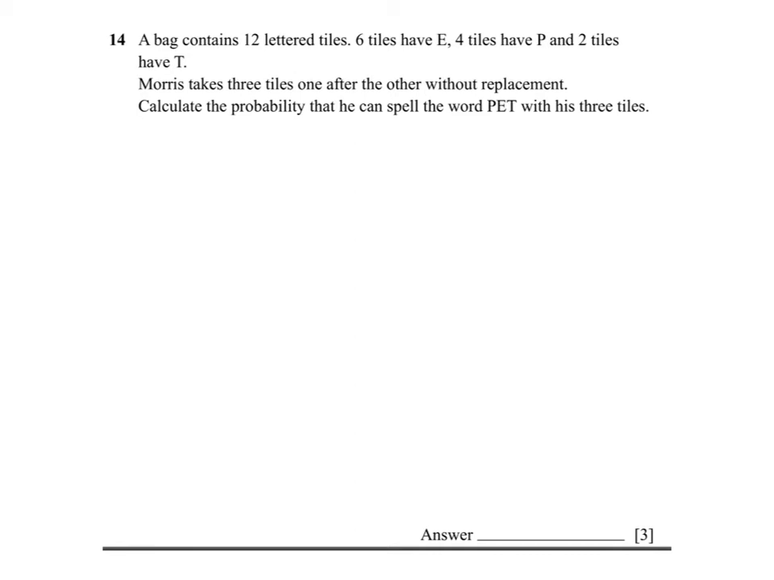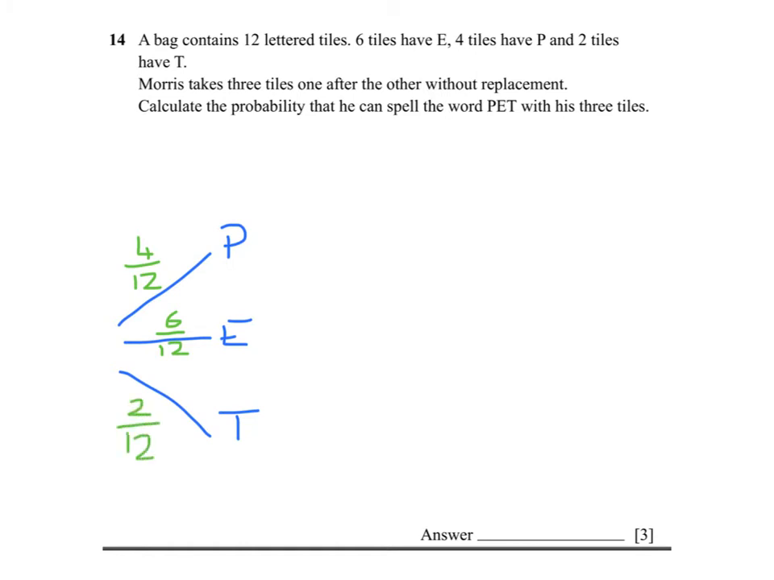There are a number of different ways to attempt this question. First one I'm going to look at is using a tree diagram. So we can have a P, an E or a T. Probability of a P 4/12, E 6/12, and T we then want 2/12. After the P we can get a P, an E or a T.